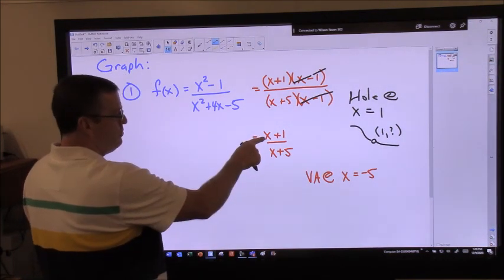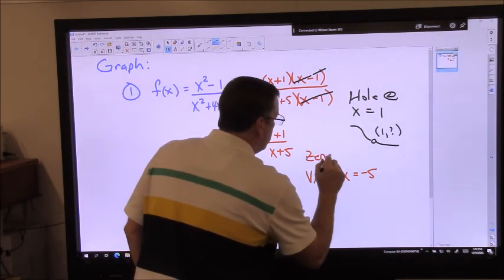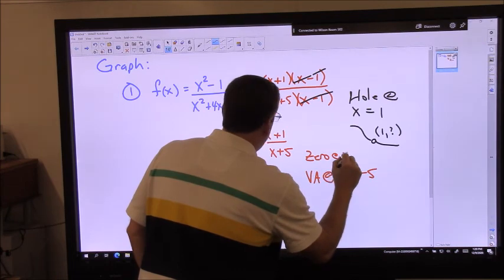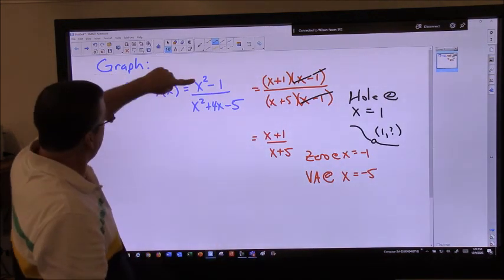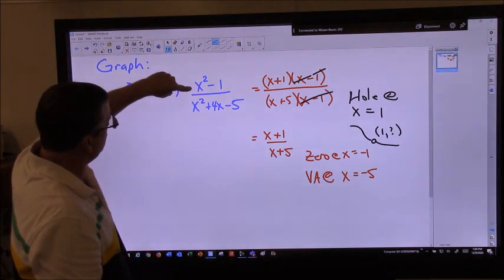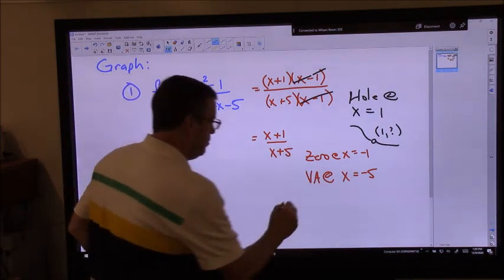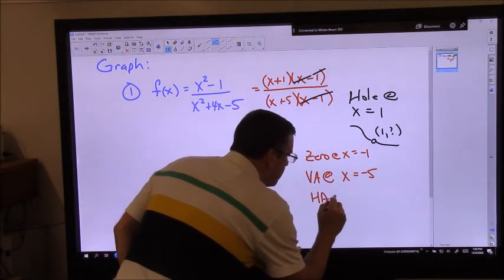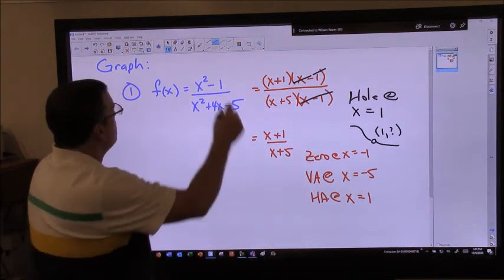Let's see, zeros, they only happen when the numerator equals 0. So our 0 is at x equals negative 1. And then if I look at my exponents here, they're both the same. So I need to look at the leading coefficients. 1 divided by 1, that's 1. That's where my horizontal asymptote is. Oops, y equals 1.